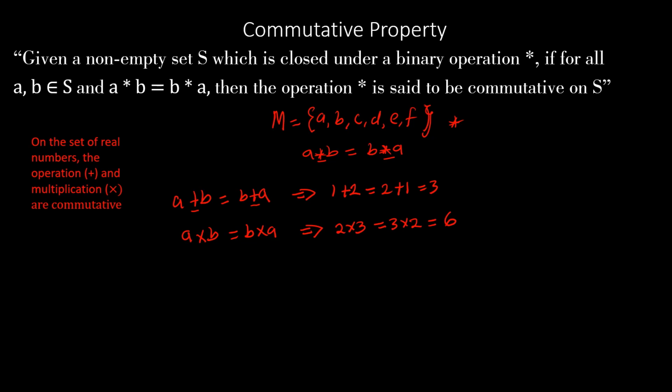But looking at subtraction, for example, A minus B is not equal to B minus A. Take for example, if you have 2 minus 3, this equals minus 1, and 3 minus 2 equals 1. So since these answers are not the same, we can say that the operation subtraction is not commutative under the set of all real numbers.